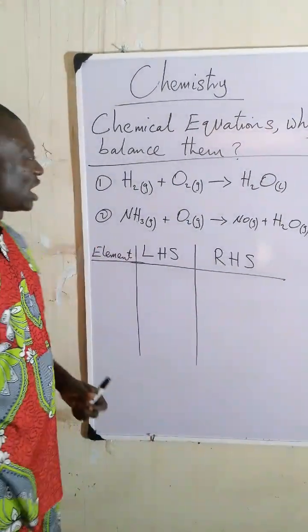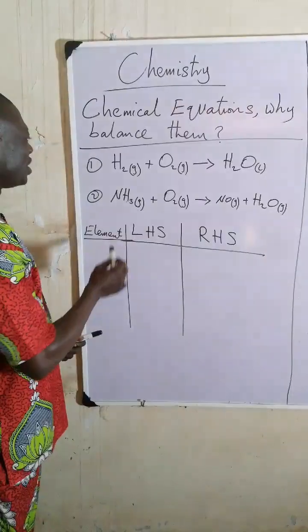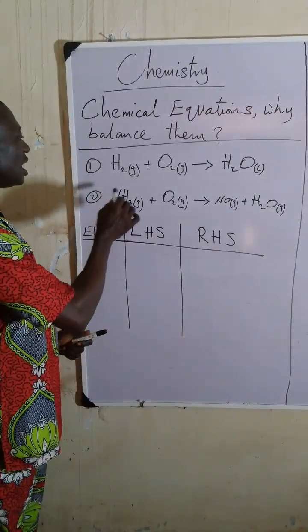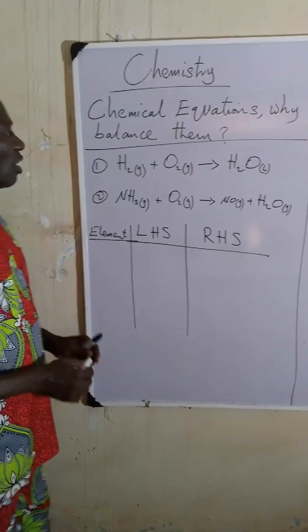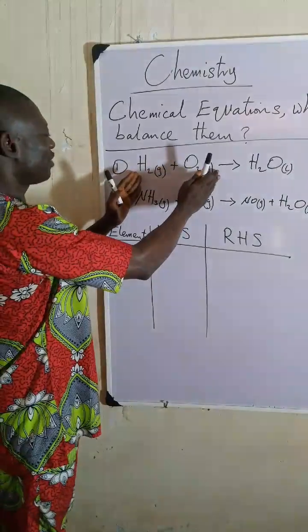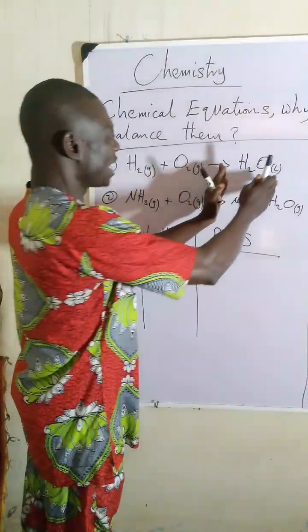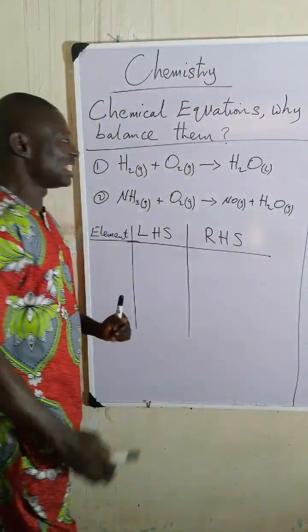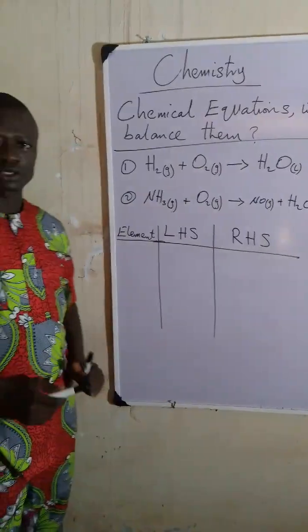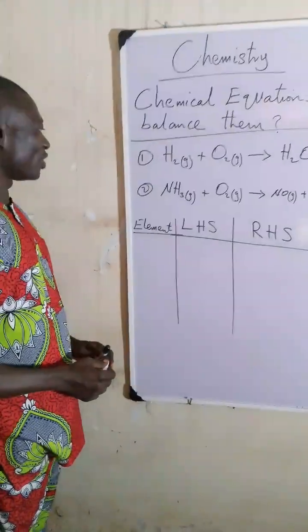In other words, the number of atoms of each element we see on the left hand side will be the same as what we see on the right hand side. What we have here are the reactants, that means before the reaction. Then what we have on the right hand side is the product of the chemical reaction. Let us take a look at number 1 here.